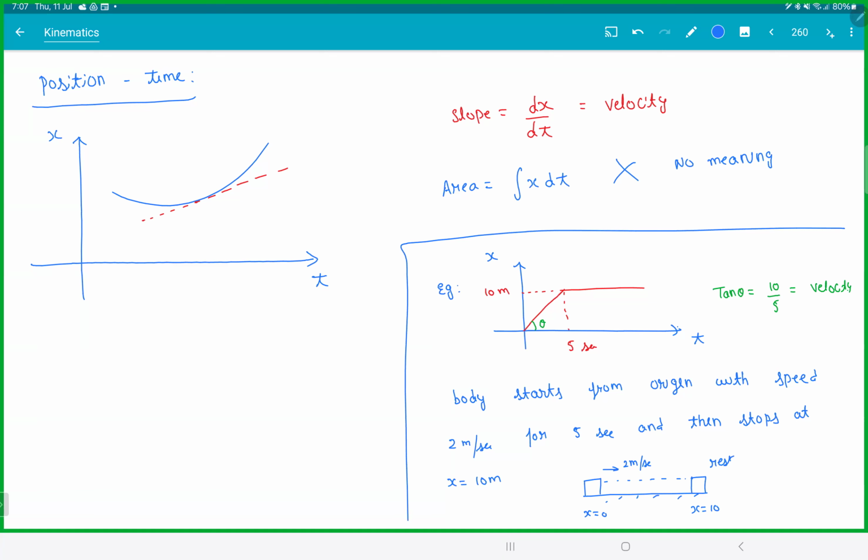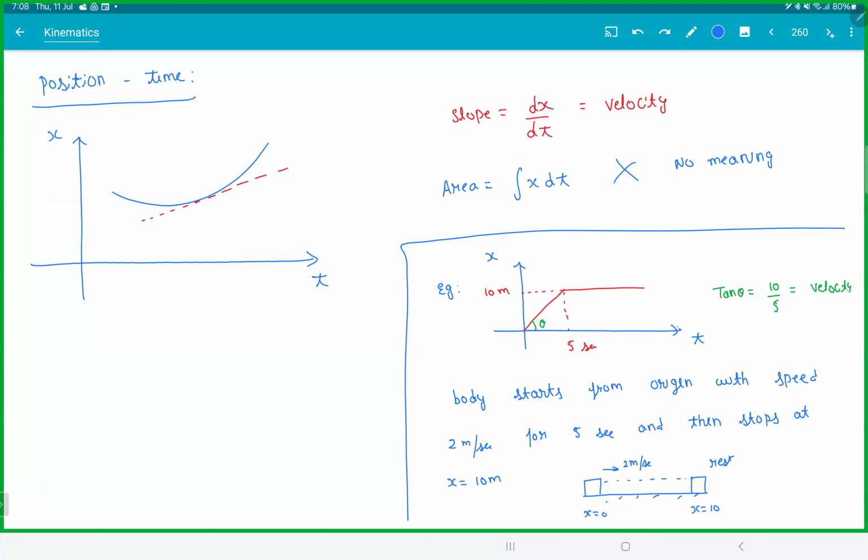Are you getting this? So now understand, this is not the path, okay? This is not the path. This is a graph. The interpretation of this graph is that a particle starts from origin with 2 meters per second, travels for 5 seconds, and stops at x is equal to 10. After x is equal to 10, the x coordinate is not changing, so the particle is at rest. So seeing a graph, you can tell what happened, what is the physical situation, what is happening with the body.